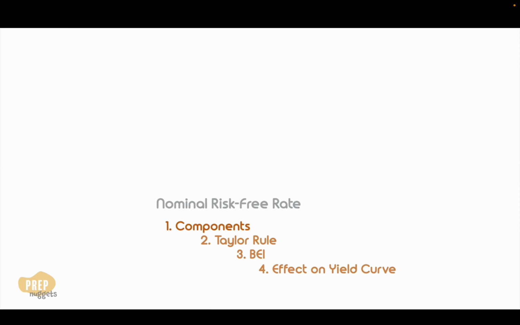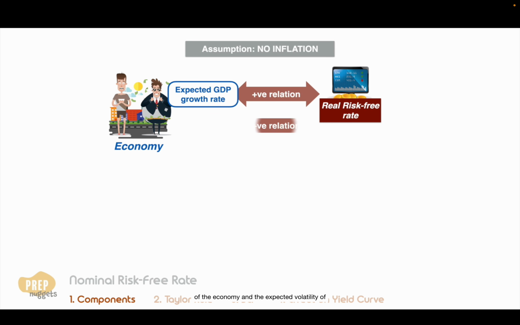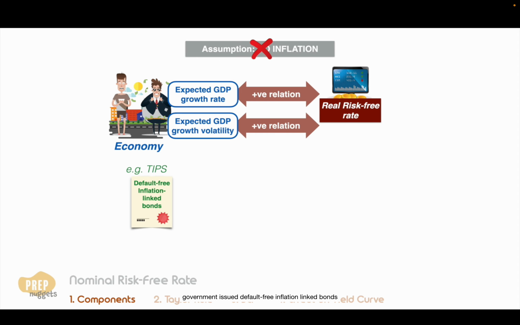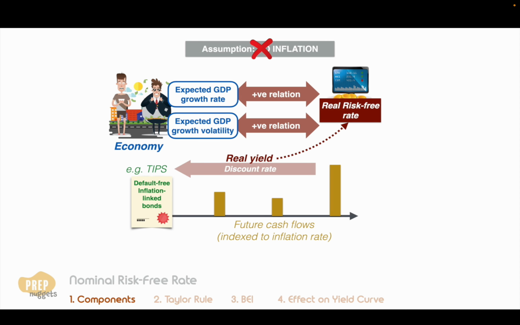Let's get started. In the last lesson, we've learned that the real risk-free rate of the market is positively related to the expected GDP growth of the economy and the expected volatility of GDP growth. We've made this argument based on an assumption that there is no inflation. In practice, where this assumption is not valid, the real risk-free rate can be observed in the yields from government-issued default-free inflation-linked bonds like TIPS from the US Treasury. As the cash flows are indexed to the inflation rate, the real yield of the bond can be argued to reflect the market's real risk-free rate.